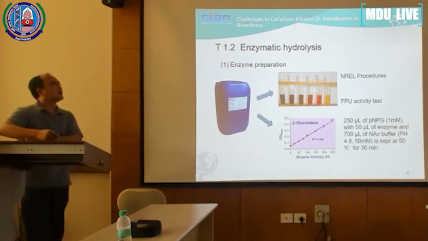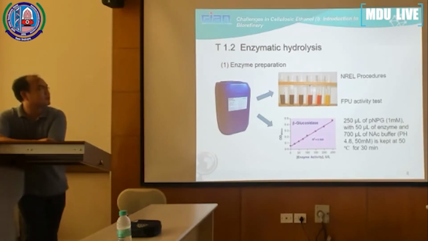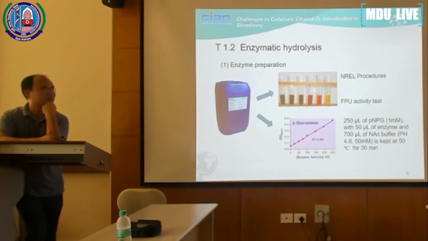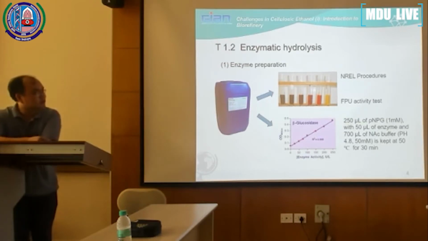Okay, next is about enzymatic hydrolysis. In my lab, I do not produce cellulase myself because I have a better choice. I use Novozymes products or products from other Chinese companies. When I get the cellulase, I will do the dilution first. I dilute it into a series of concentrations using the dilution method. Then I will test the activity.